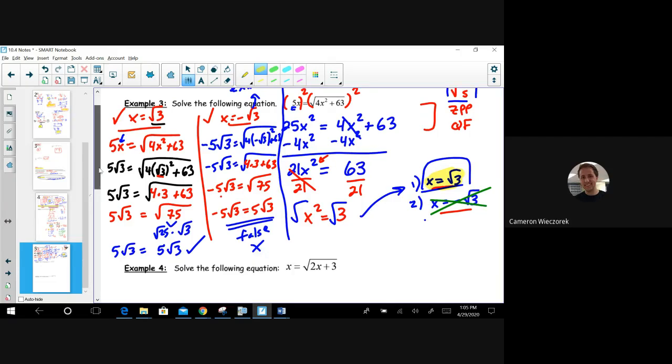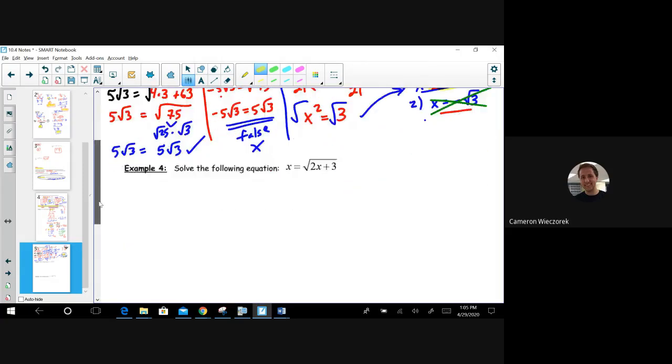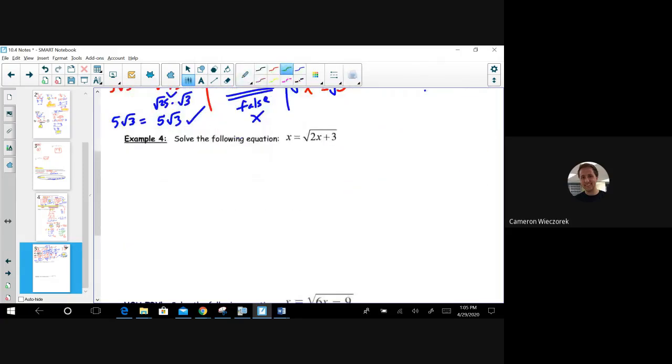Okay, we'll do one more together, and then there's one at the bottom that you're going to try. All right, so we're going to solve x equals the square root of 2x plus 3. First thing I notice is that there's x's on both sides, so this is probably going to be a problem where I get 2 answers, and I'm going to have to check them to see if one of them is extraneous. So radical by itself, I'm going to start by just squaring both sides. So I get x squared, and then the radical on this side will disappear. So it equals 2x plus 3.